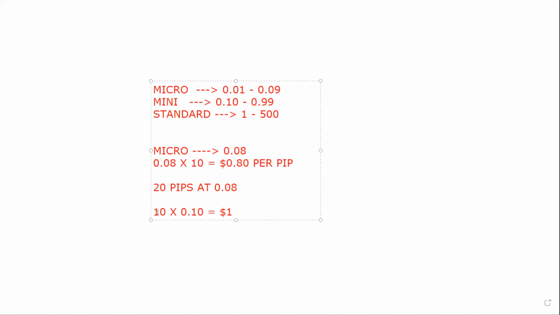This means the 20 pips that you make, what is the value of the pip? 80 cents. 20 times 0.80 should give you $16. So you are in $16 profit. If price goes against you 20 pips, you'll also be at negative $16. Good. So that's how to calculate pips as it relates to lot sizes.